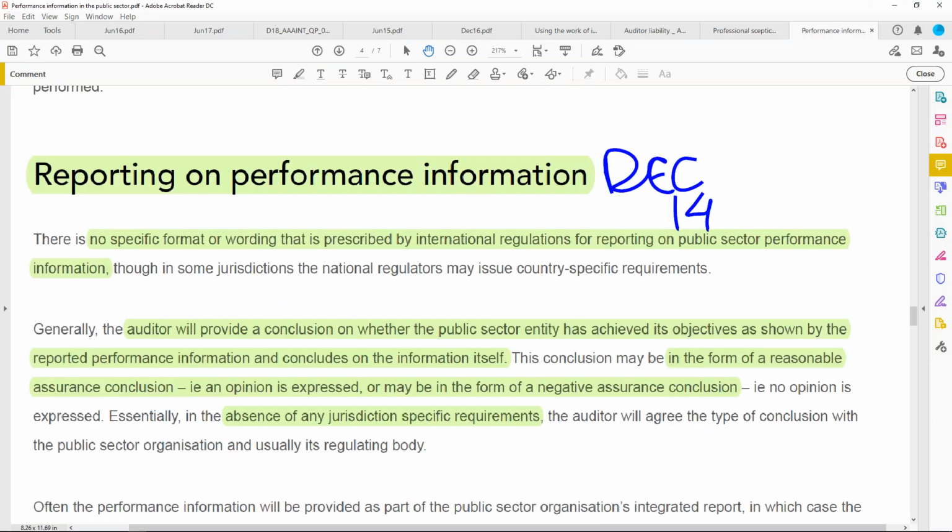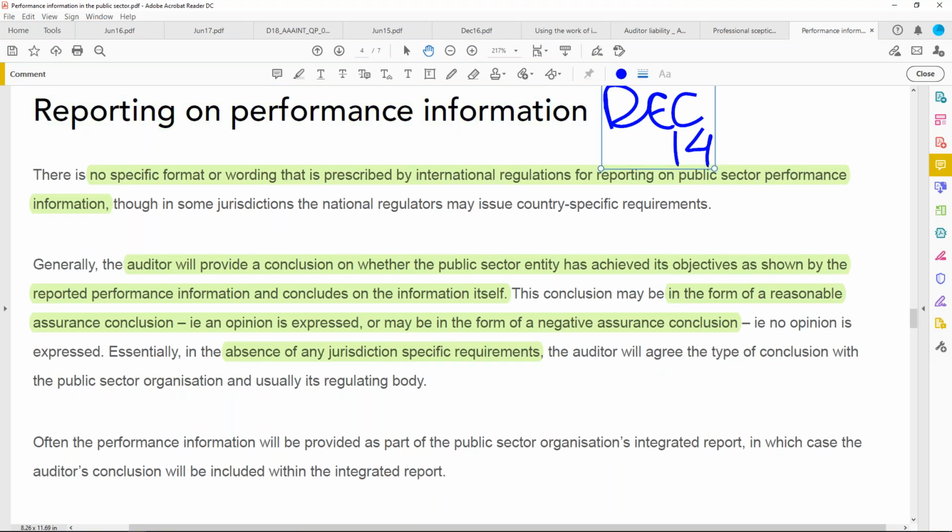Okay, reporting on performance information. What is the assurance level of the assignment? Just like forensic yesterday, there was no assurance. Due diligence, moderate assurance. Let's see what is the level of assurance for audit of performance information.